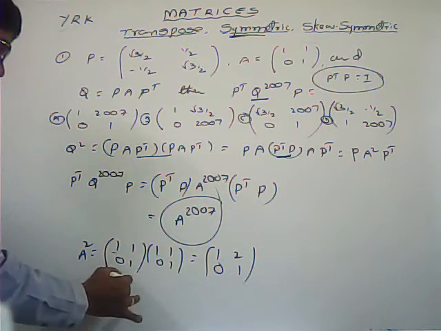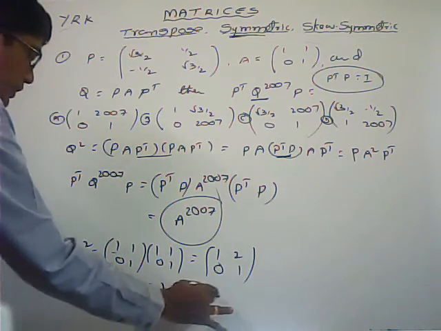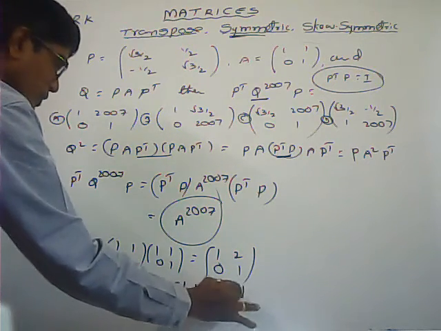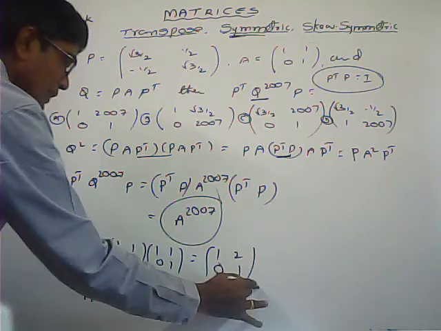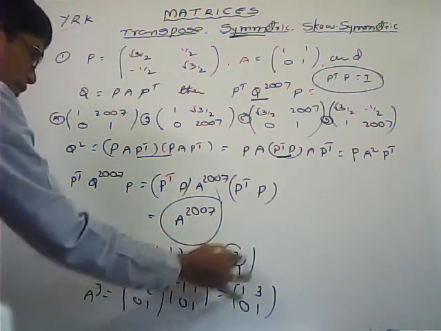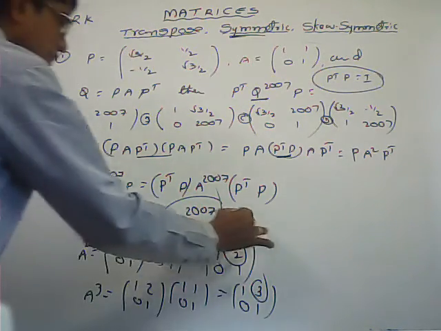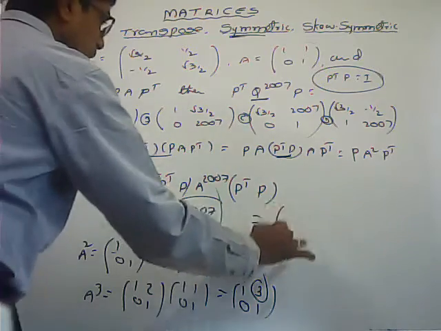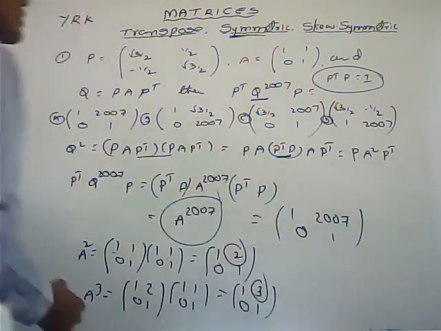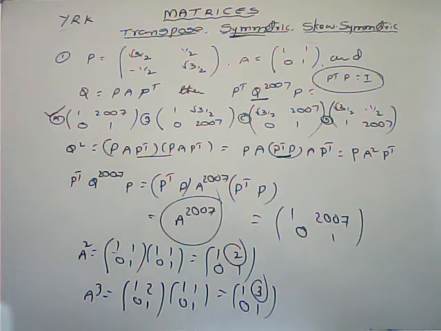If I take A cube, A into A square or A square into A also, we can write [1 1; 0 1]. That is equal to first row first column, first element into first element, here 1 plus 2, that is 3. Here 0, here 1. For A square, here we are getting 2. For A cube, here we are getting 3. For A power 2007, here we can get 2007 only. Remaining here 1, 2007, here 0, here 1 only. So which is the correct option here? First option is the correct option.